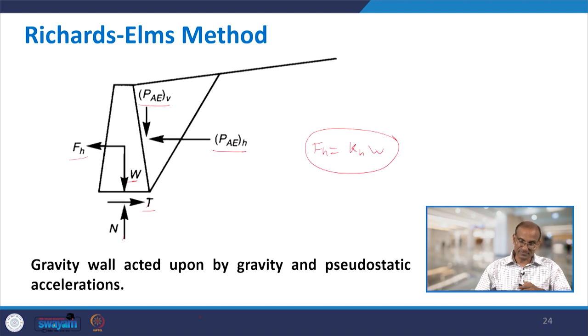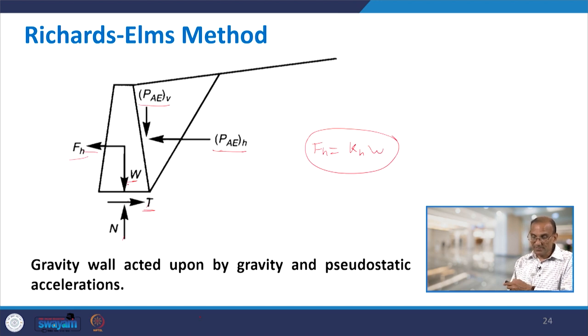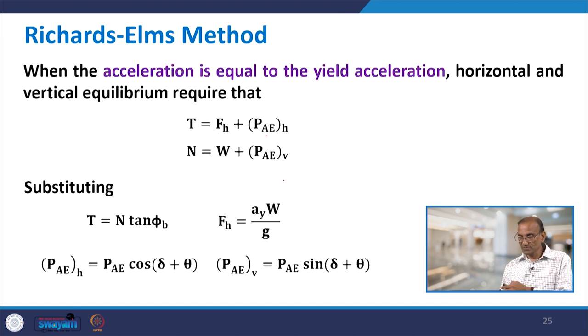yield acceleration. So what you do, you equate the total horizontal forces in the direction in which T is acting. So T, capital T, should be equal to FH plus PAE H. So PAE H and FH. Similarly, N will be W plus PAE V. So this is the equilibrium in the horizontal direction, and this is in the vertical direction.